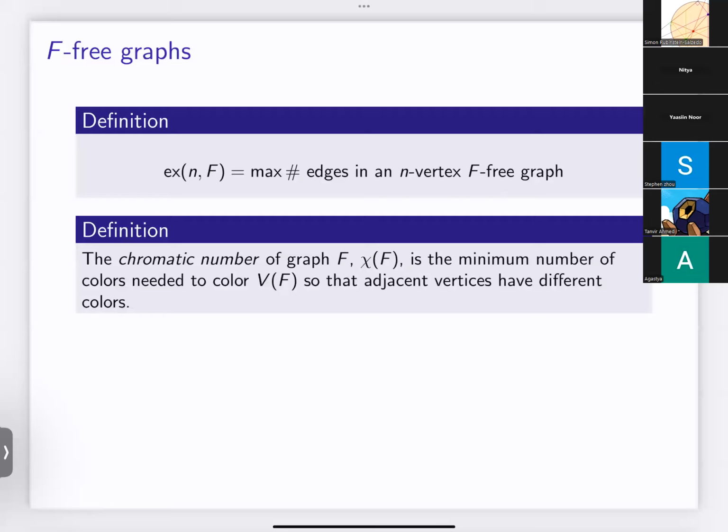If I have a graph F, the chromatic number is the minimum number of colors I need. You can think of these as groups I need to partition into, so that neighboring vertices are in different groups. Put differently, the chromatic number of a graph F is the smallest value r so that F is r-partite. There's a way for me to divide F up into r groups so that all of the edges go between different parts. Does that make sense to folks?